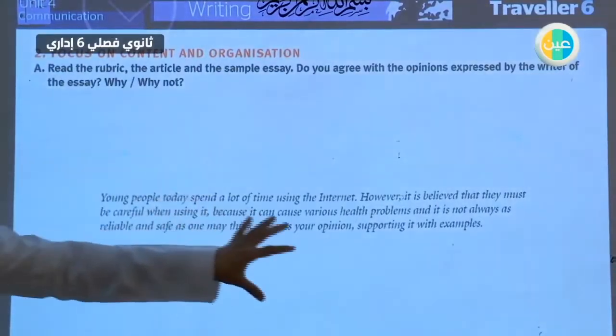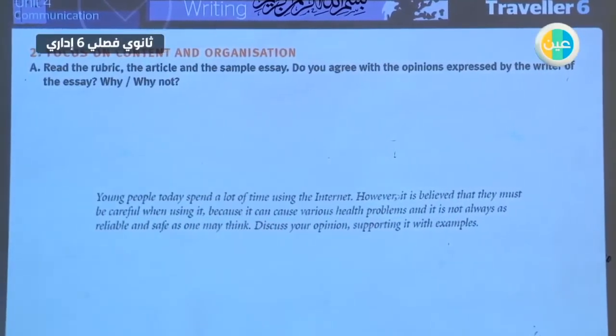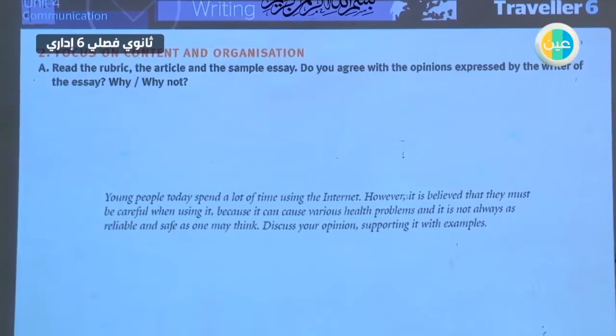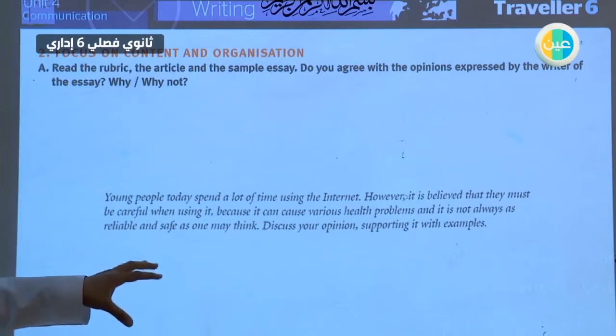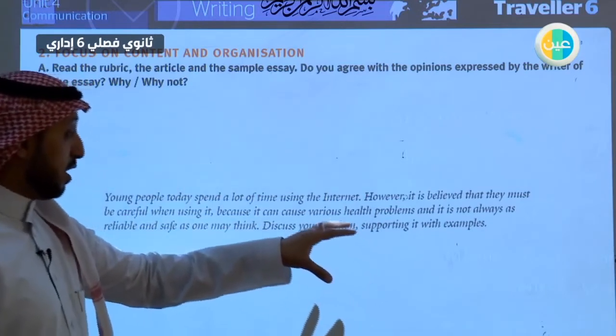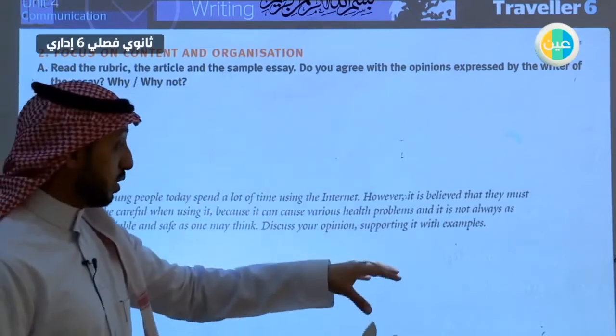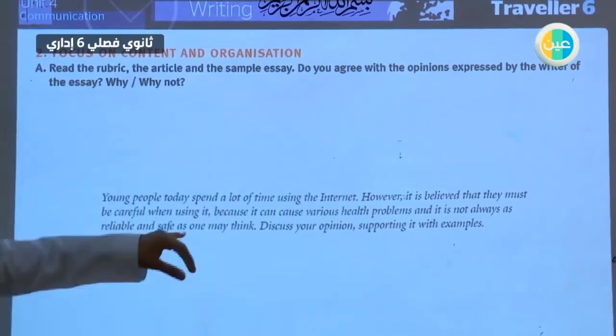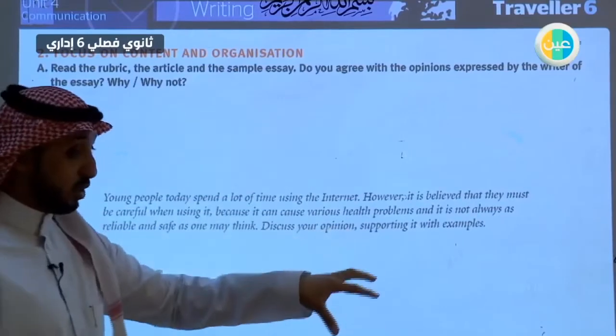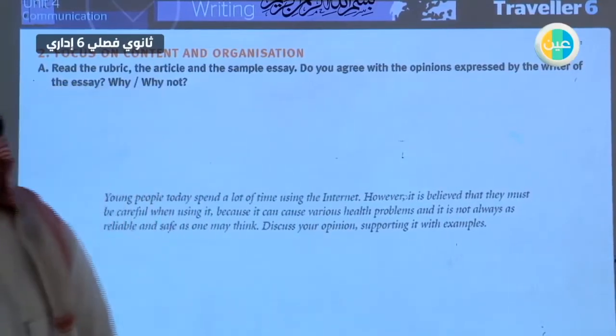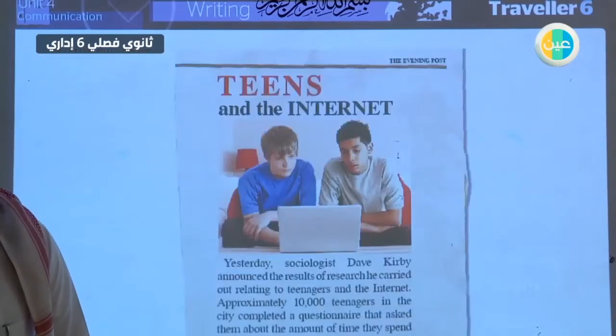So this is the rubric, guys, and usually it's written in a different style than the question. So here the rubric says, young people today spend a lot of time using the internet. However, it's believed that they must be careful when using it because it can cause various health problems and it's not always as reliable and safe as one may think. Discuss your opinion, supporting it with examples. So here, discuss your opinions and then support them with examples. So let's check the sample here.